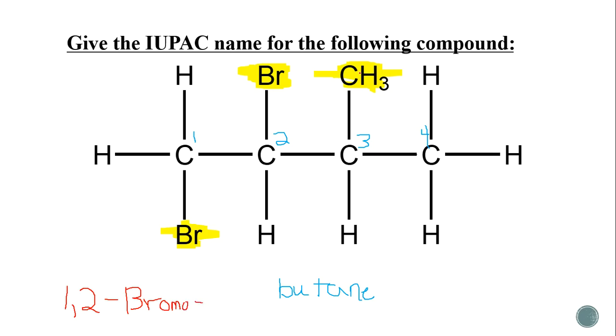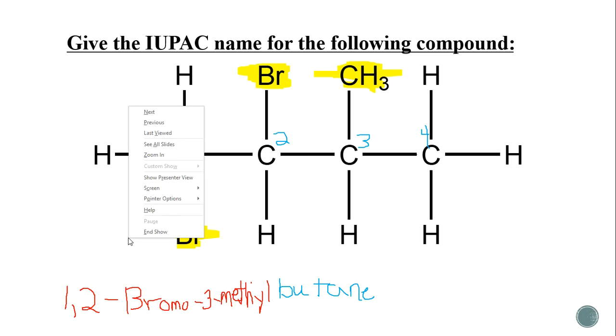And then I got to tell them about this other one. On the third carbon, there's a methyl. So the way we would read this is 1,2-bromo-3-methylbutane.